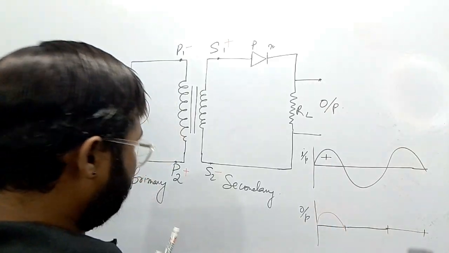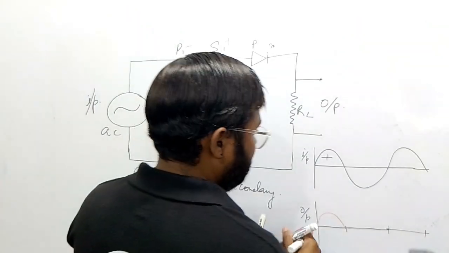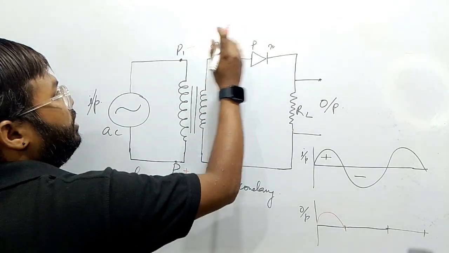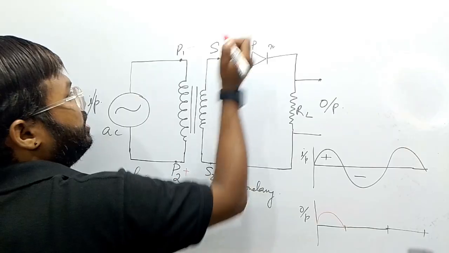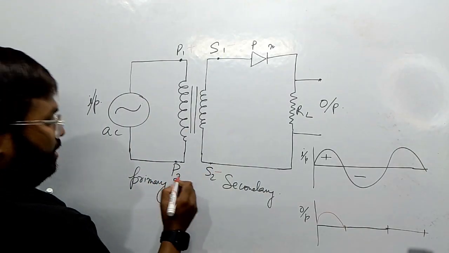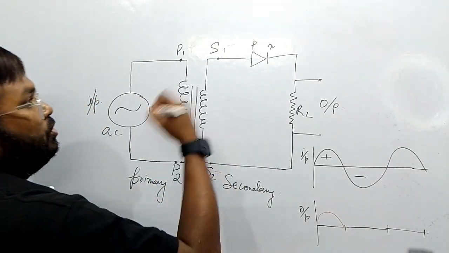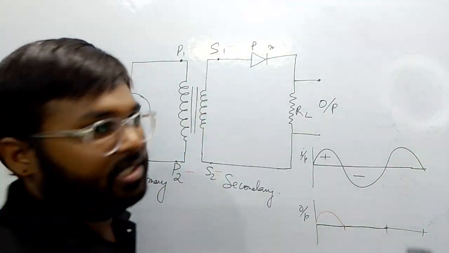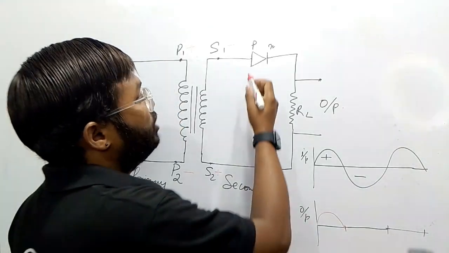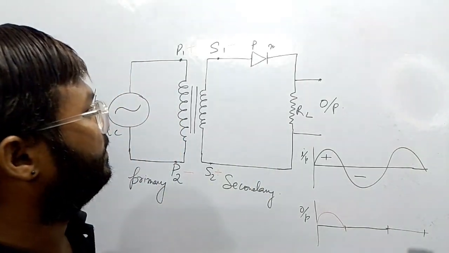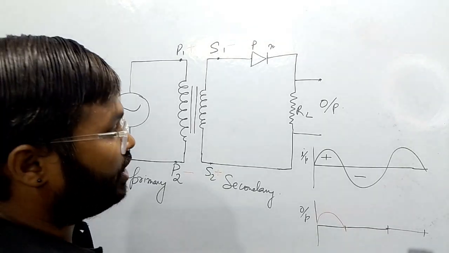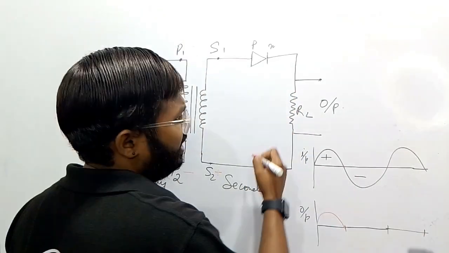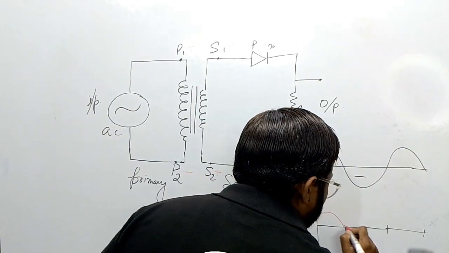Next, for the negative cycle, here P1 will be positive. So if P1 is positive, due to mutual induction, this will be negative, and here this is negative, this will be positive. So you see here, now the P terminal is connected to the negative terminal. Since the P terminal is connected to the negative terminal, it will act as a reverse bias. The PN junction will act as a reverse bias, so resistance will be high, so you won't get any output here. Clear? This will act as an open circuit, so your output won't be there.